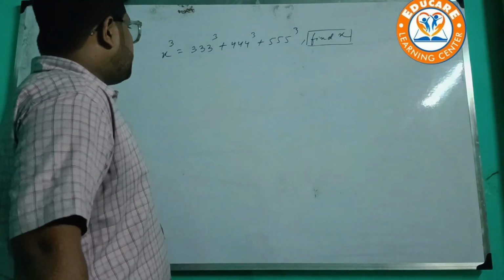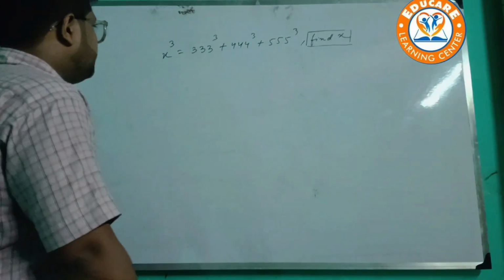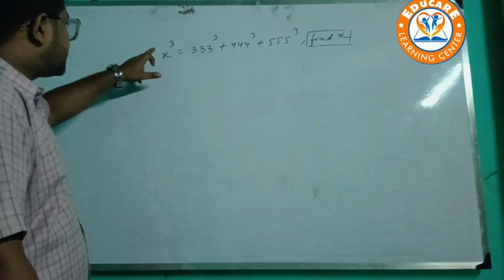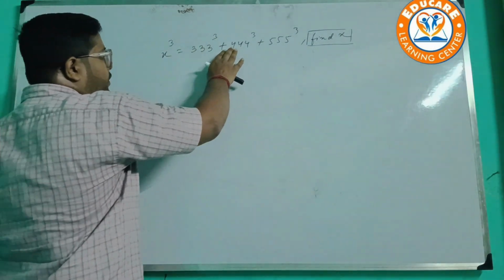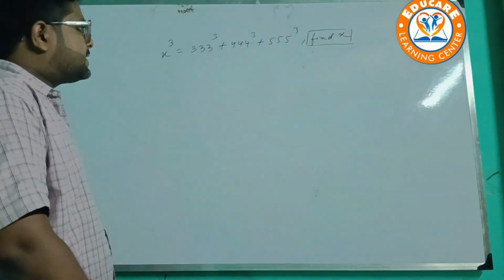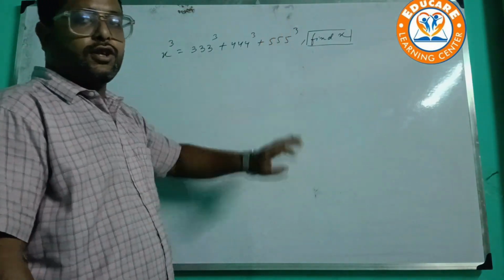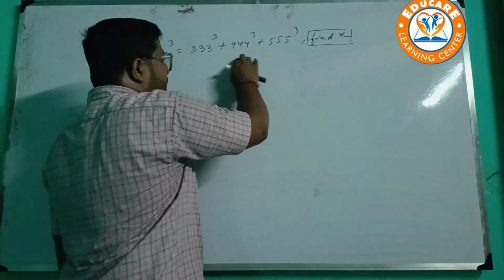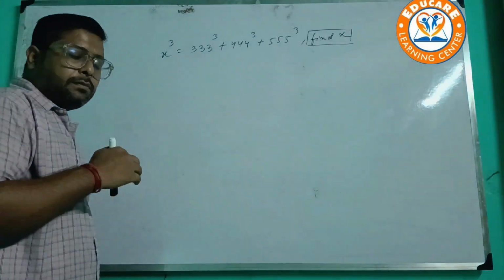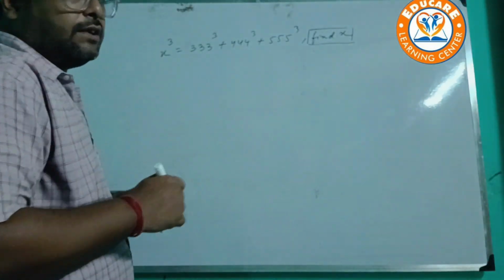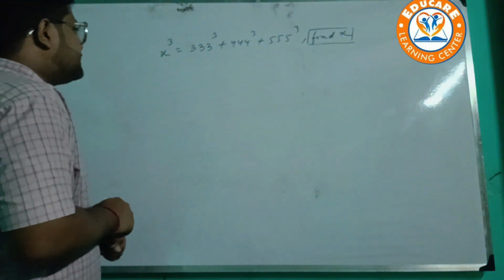Today we are going to solve a very complex problem of algebra, and our question says x cube is equal to 333 cube plus 444 cube plus 555 cube, and from this above equation you need to find the value of x. A complex problem, but if you know the concept, it's actually very easy. Let's see how we can solve this.